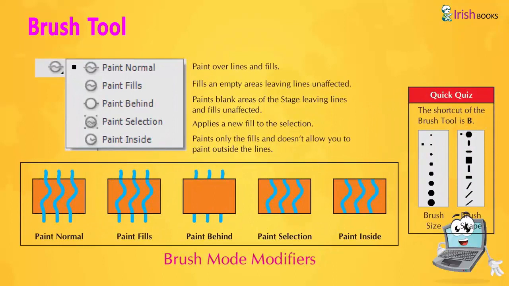Paint normal: paint over lines and fills. Paint fills: paints fills and empty areas, leaving lines unaffected. Paint behind: paints blank areas of the stage, leaving lines and fills unaffected. Paint selection: applies a new fill to the selection. Paint inside: paints only the fills and doesn't allow you to paint outside the lines.